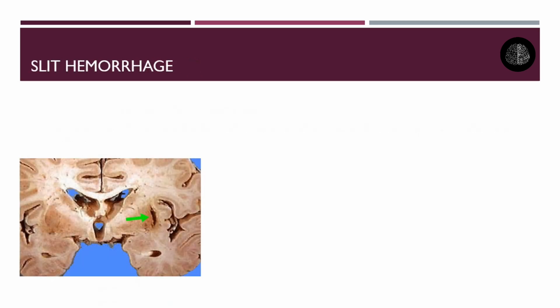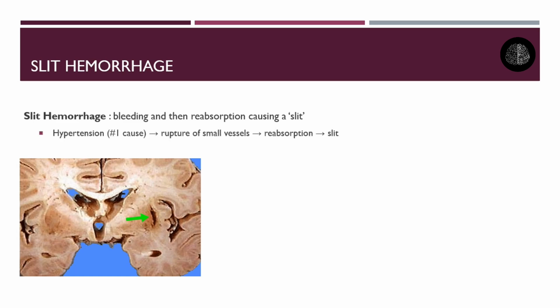And then the third type is a slit hemorrhage. A slit hemorrhage can appear on a CT or a biopsy most of the cases, but it's any type of intracerebral hemorrhage from a microbleeding, which then gets reabsorbed. So as you guys can imagine, the artery was bleeding at the beginning, but once it gets reabsorbed, it just appears as a slit, and hence the name slit hemorrhage. So hypertension is the most common cause, but then rupture and then reabsorption and then slit.